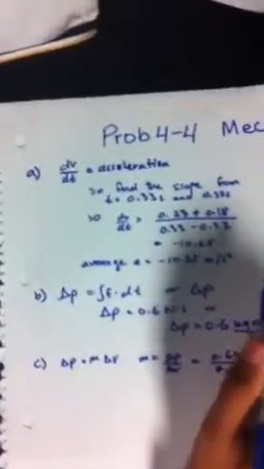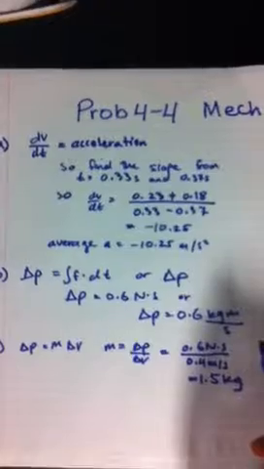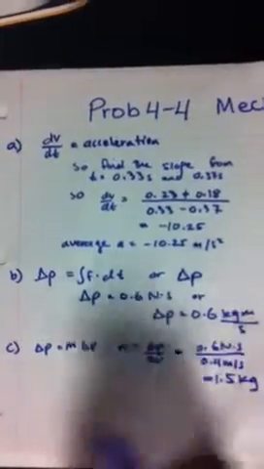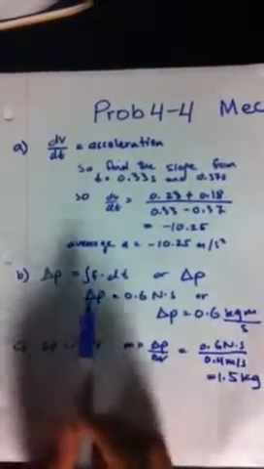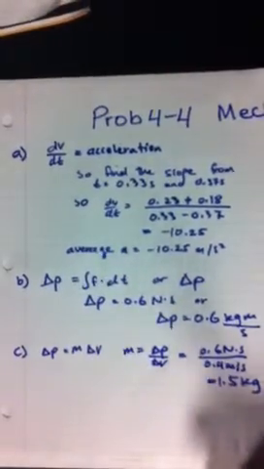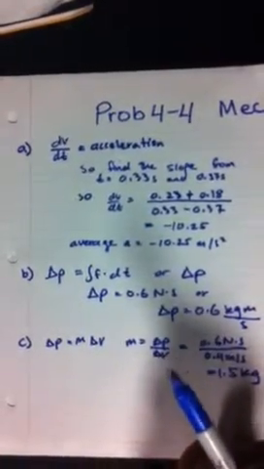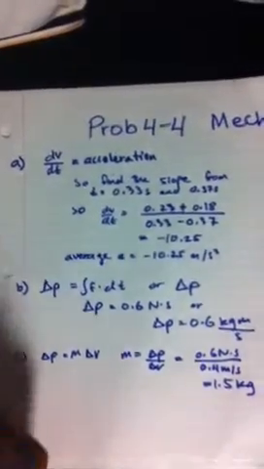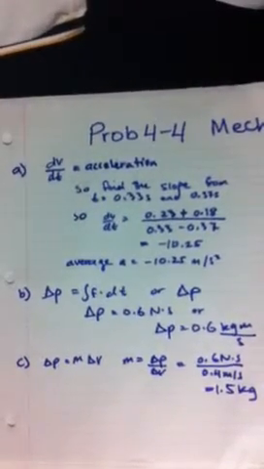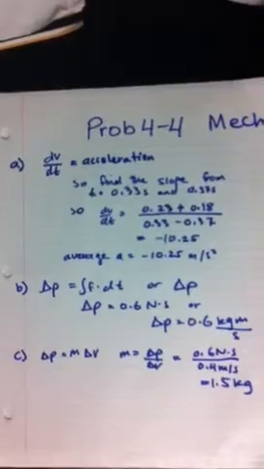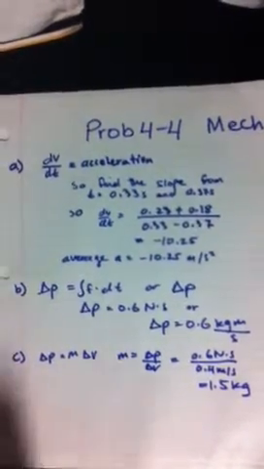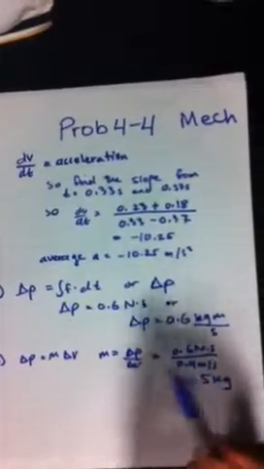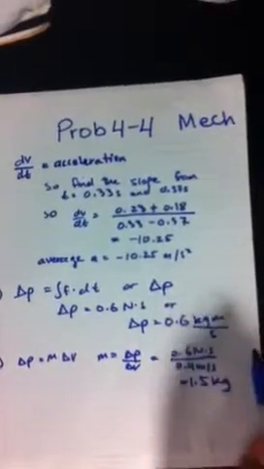Moving on to part B, it asks, determine the magnitude of the change in the cart's momentum during the collision. So the change in the cart's momentum is just delta p, but we also have to take into consideration that delta p is equal to the integral of force dt, which is just impulse. So what we do is just take the area of the force graph from 0.33 seconds to 0.37 seconds, so just the area of that mountain you see on there, and you get 0.6 newton seconds. And so the change in momentum is 0.6 kilograms times meter per second.